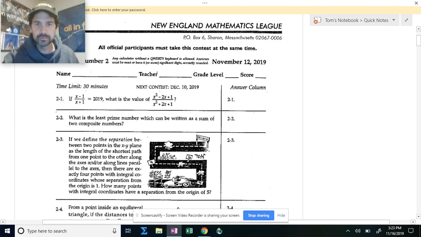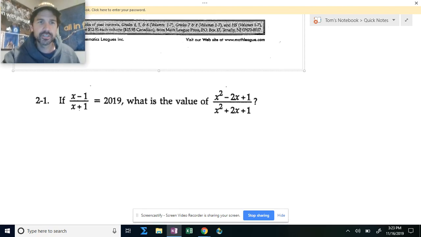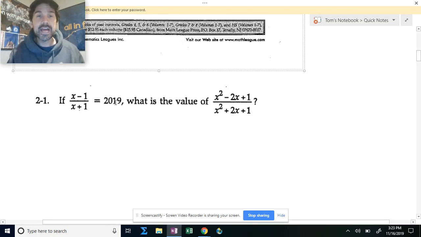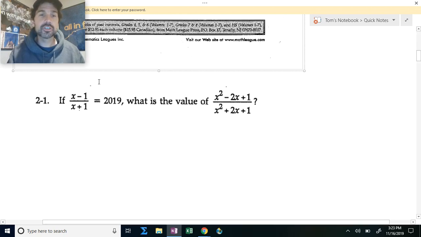Problem 1 states that if x minus 1 over x plus 1 equals 2019, what is the value of this expression? And hopefully you would look at that expression and notice that it is just x minus 1 over x plus 1 squared. Your numerator has been FOILed out. Your denominator has been FOILed out. So you just have to square this. So you have to square 2019.